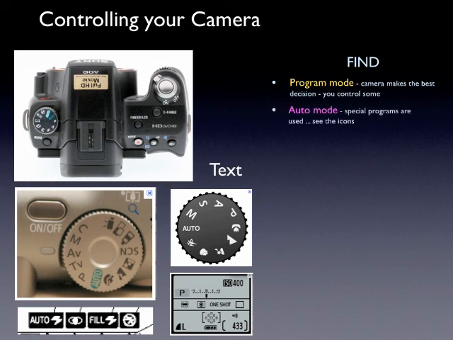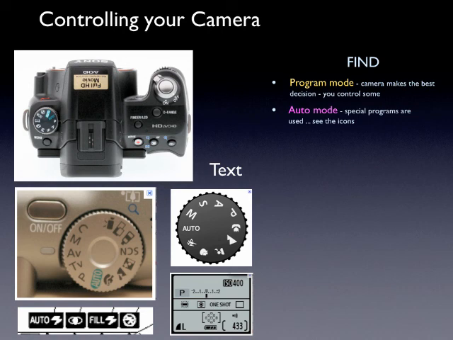Auto mode, this is one step up from program mode. This is where everything gets locked in by the camera, and it controls more and more things depending on what kind of picture you're taking. If you look at these dials underneath this, oh my goodness, I made a mistake here.